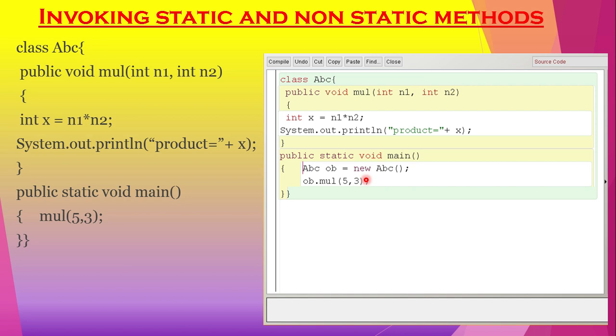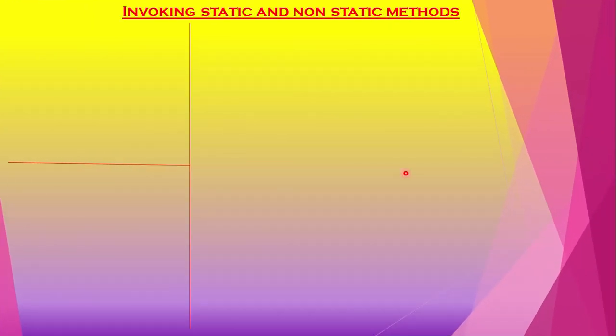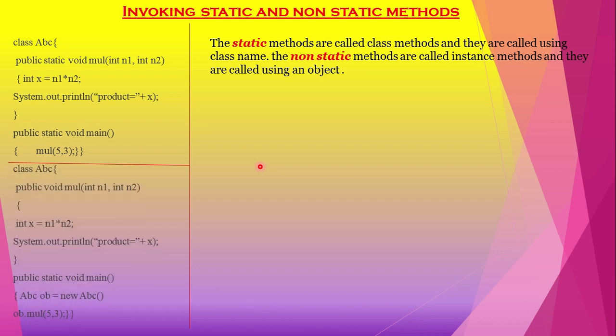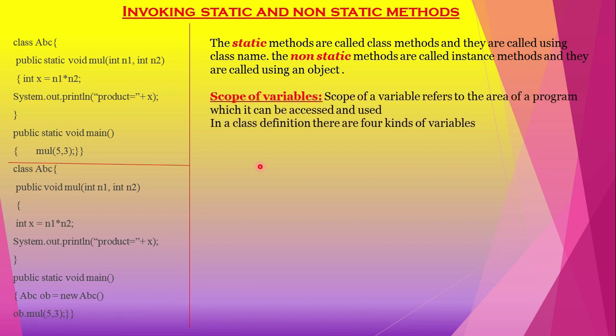How will you be calling it? Through an instance of the class. How to create an instance of the class? See, class name, instance name, that means object name, is equal to new ABC, the class name, with parentheses. The static methods are called class methods and they are called using the class name. The non-static methods are called instance methods and they are called by using an object. This is the thing I have mentioned.